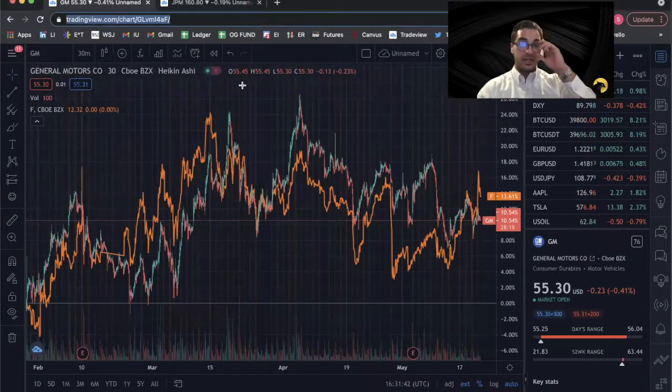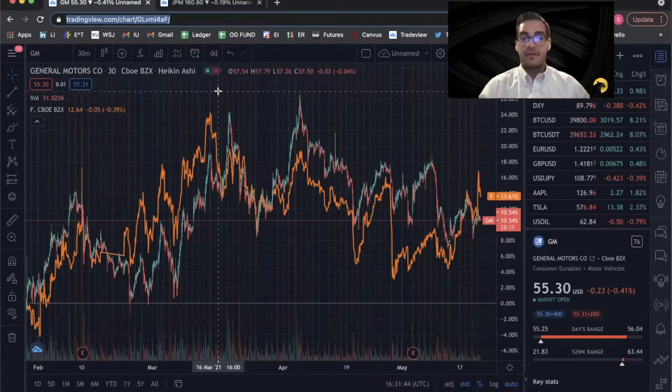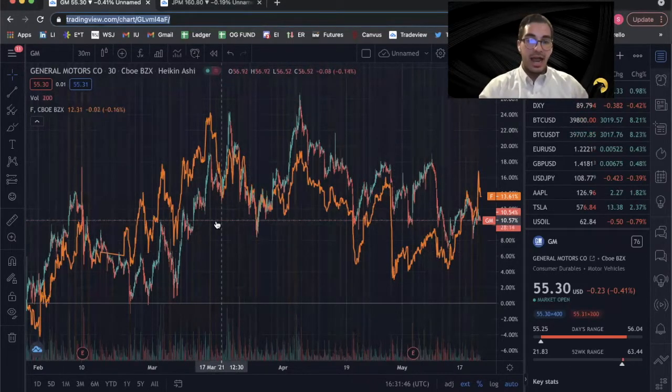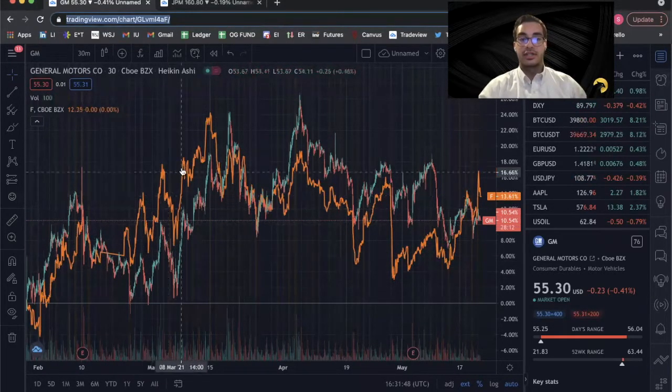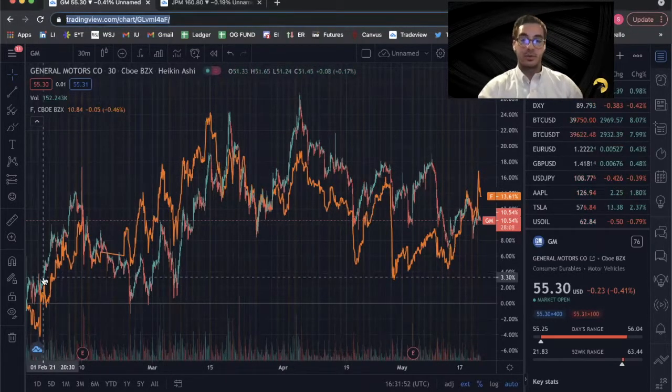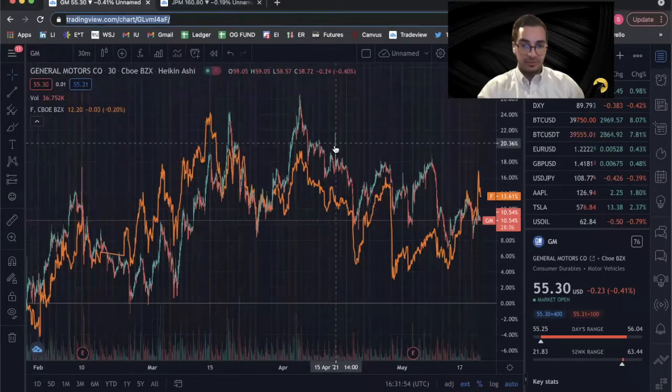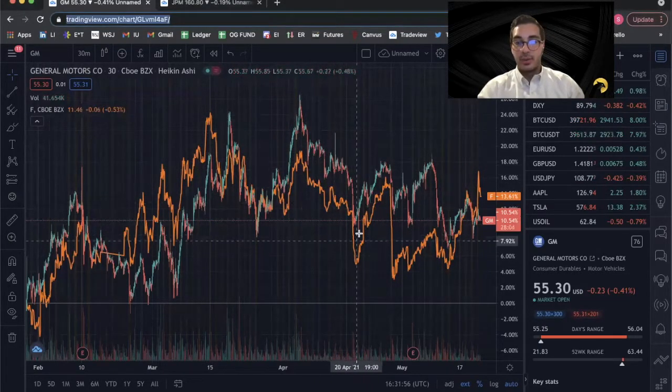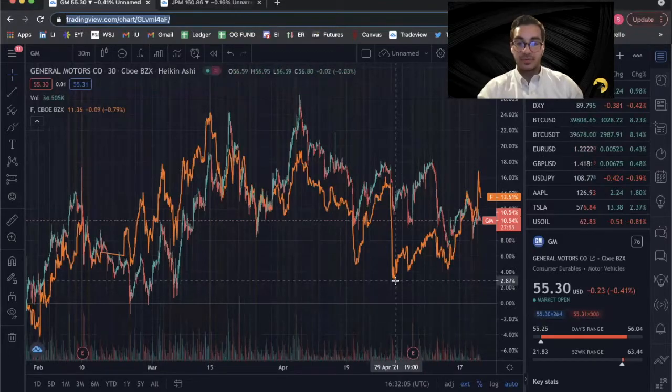So here we have General Motors with Ford in orange. And what we see is a strong correlation between the two over the past few months and even the past few years if we looked out farther. But what would we look for? We'd look for opportunities where the spread between these two lines widens drastically. That's like in April, the latter half of April.